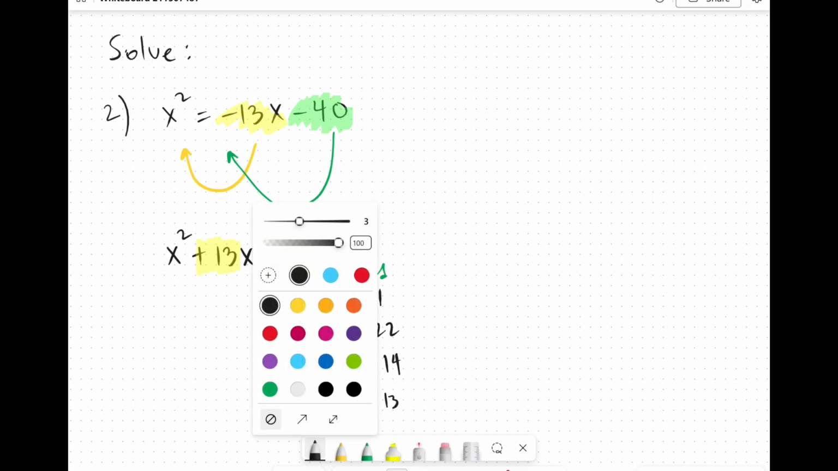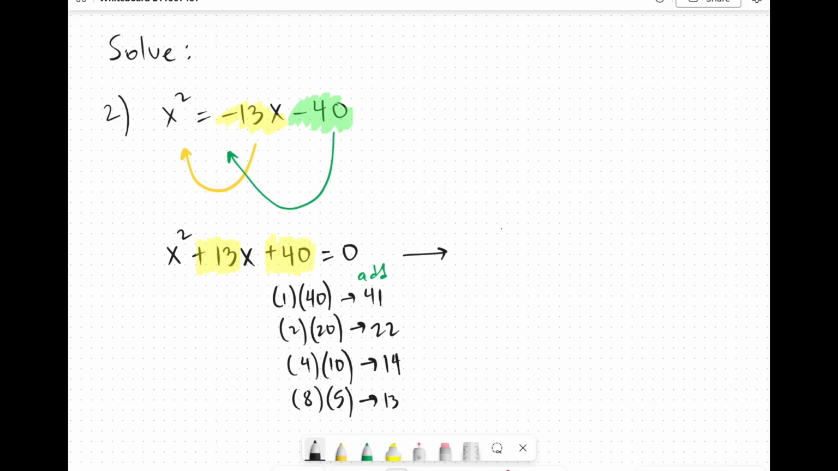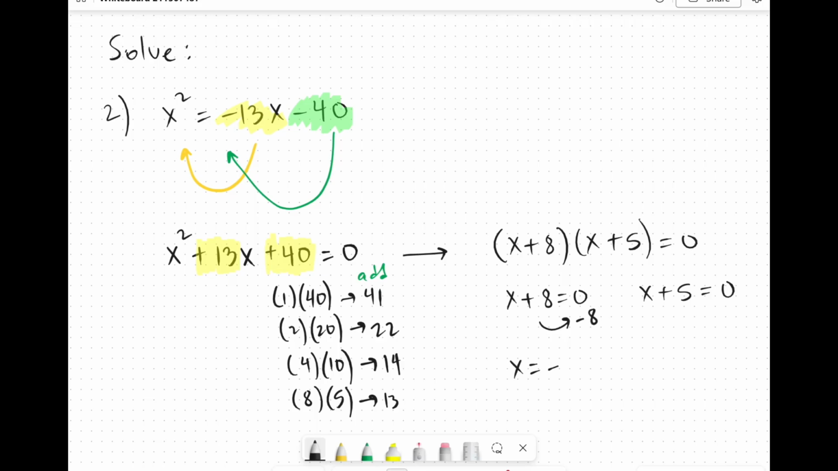You break this trinomial down into (x plus 8)(x plus 5), keep writing equals 0, and now we solve the equation by setting each factor to 0. For the first one, we subtract the 8, so x is negative 8. And then for the second one, we subtract a 5, so x is negative 5.